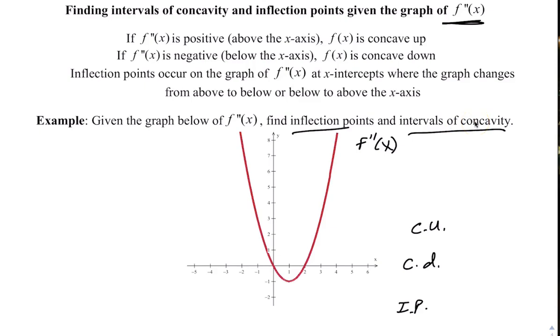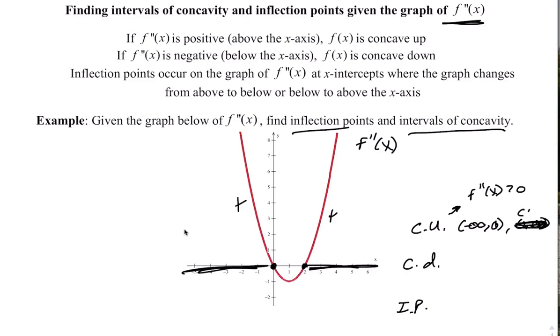Right? Concave up is where the second derivative is greater than 0. You have the graph of the second derivative. Where's it greater than 0? Right? From here and here. That's where it's above the x-axis. So these two intervals: from -infinity to 0, and then from 1 to infinity. Sorry about that.